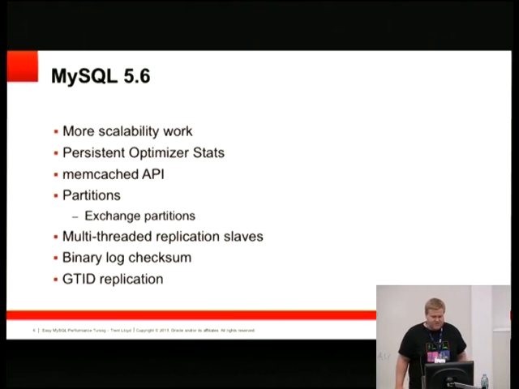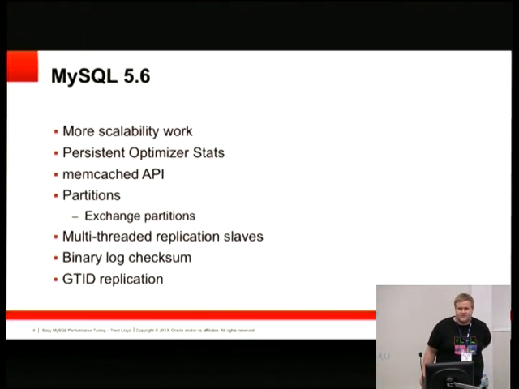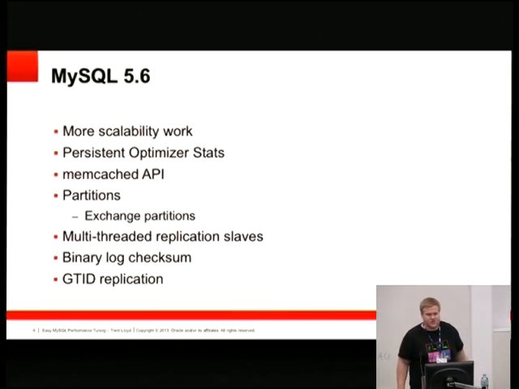In MySQL 5.6, we've got more scalability. That's great. InnoDB had persistent optimizer statistics added. So a lot of people found that if they restarted their server or they reloaded a table, their queries started behaving oddly, and that's because the statistics it uses were just randomly fetched every time the server started. So there was some persistency added for that.